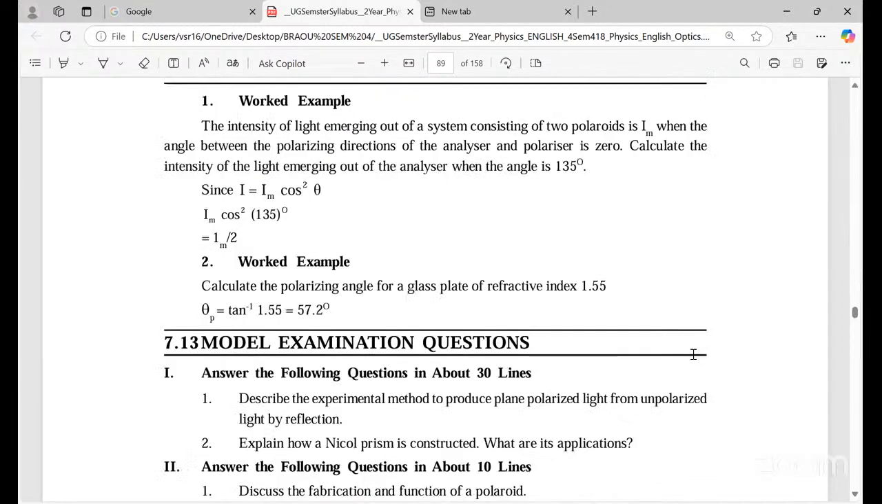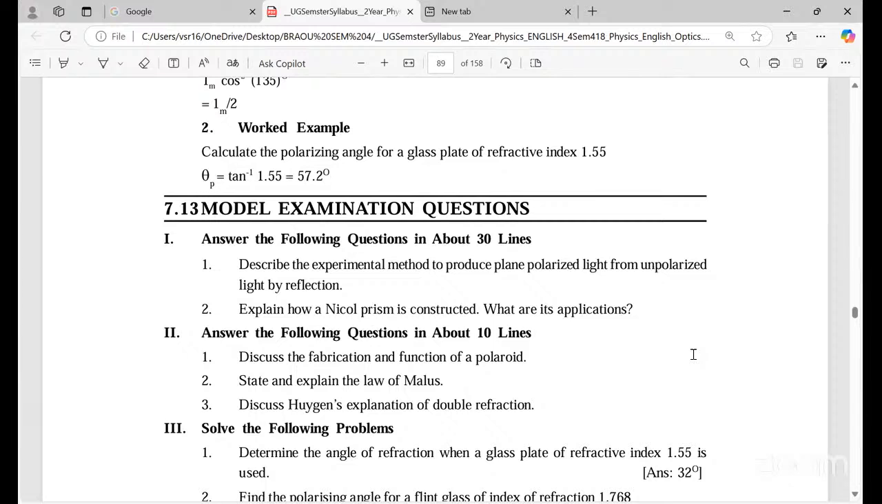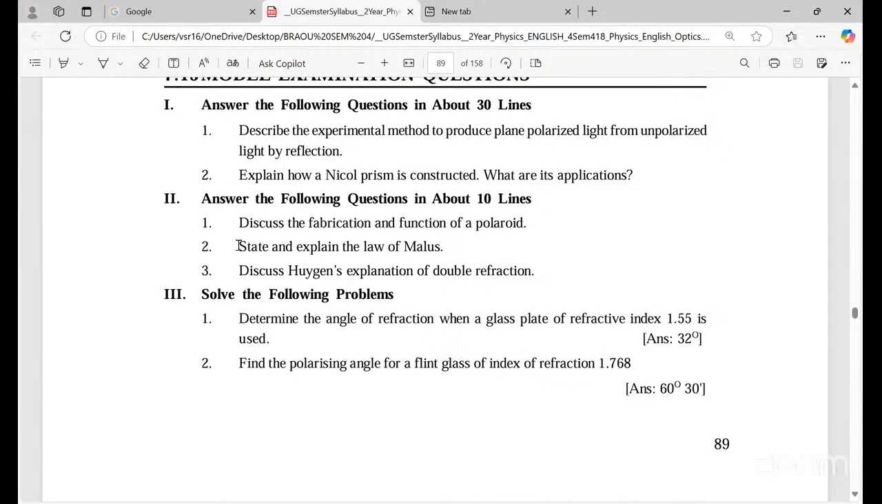So what are the questions? Describe the experimental method to produce plane polarized light by reflection. That is the first one. Nichols prism construction and applications. Short questions: state and explain Malus law, Huygens explanation. So these are the important questions.